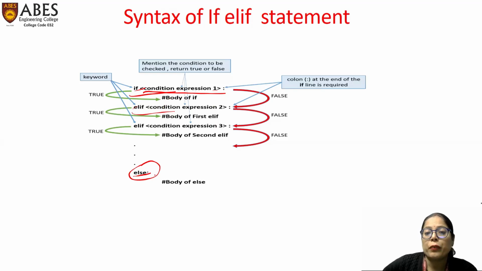And what does it signify? Though you are having multiple if statements, if none of the conditions is true, in that scenario the block of the else part will be executed. So this is how your elif statement works. This is also known as the elif ladder.